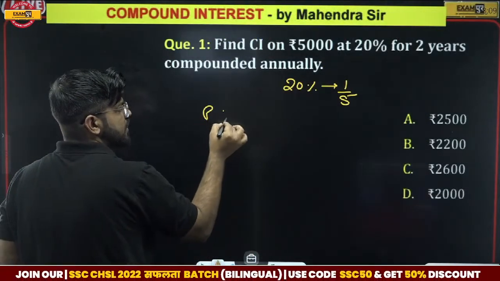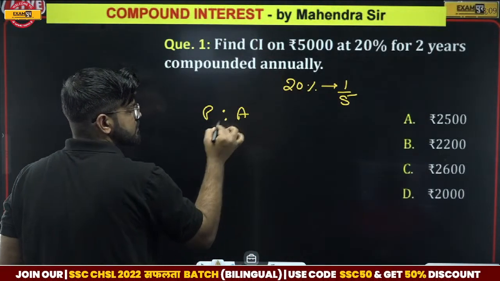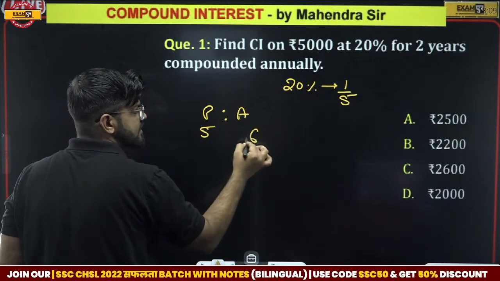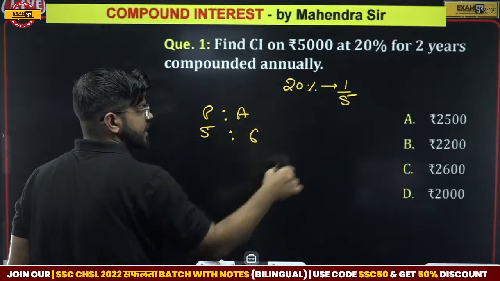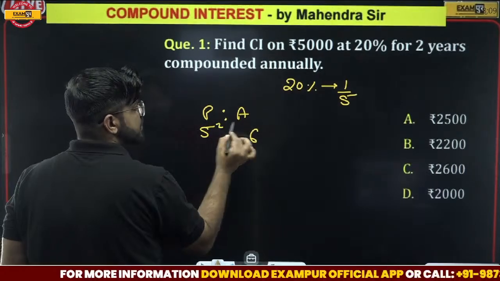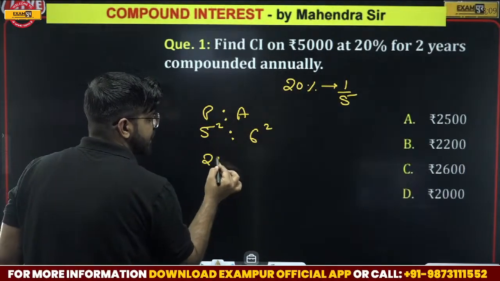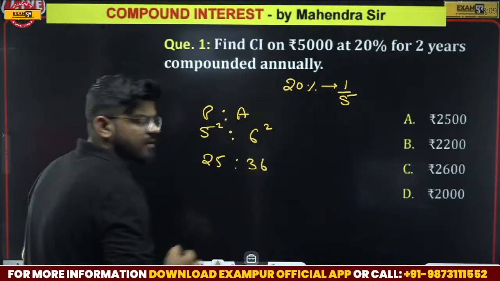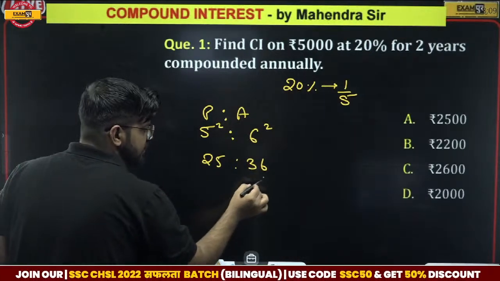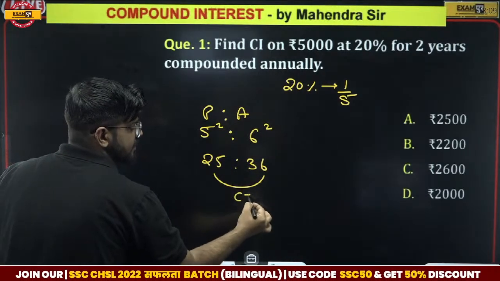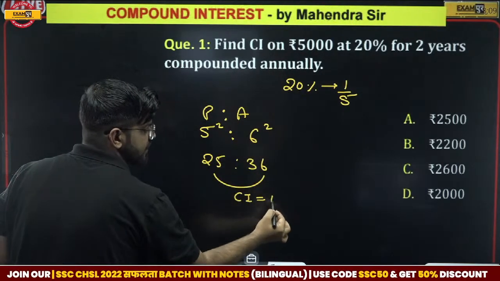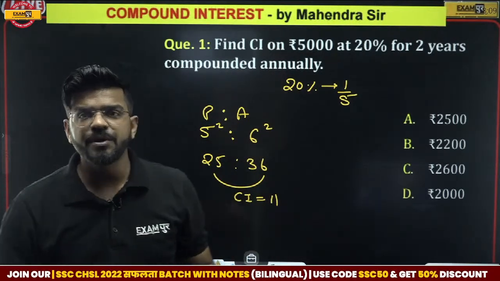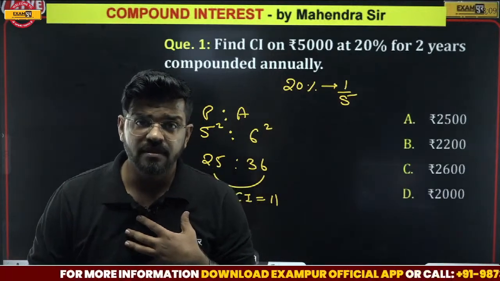So the ratio P to A, if it is 5, then it is 6. It is going to be 6, a 1 increment, and for 2 years it will be squared. So 25 is to 36, right? And their difference is CI. What is CI? It is 11. So this is the interpretation we have done, right?